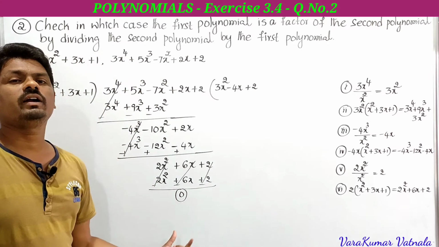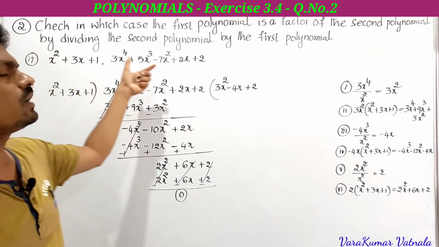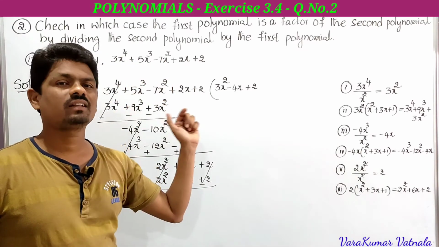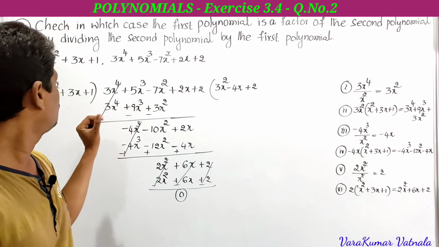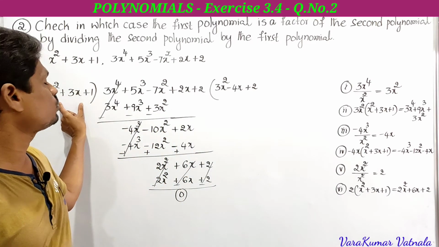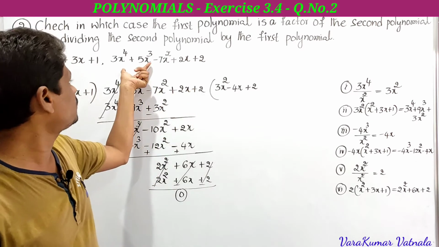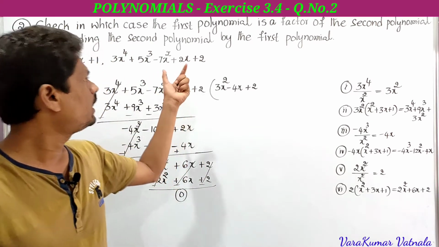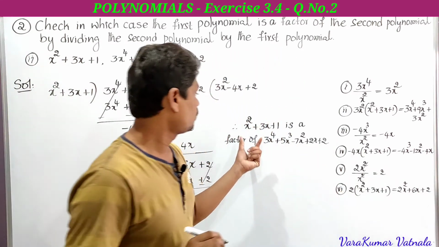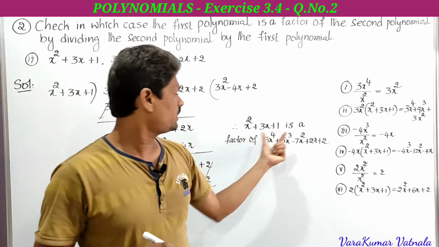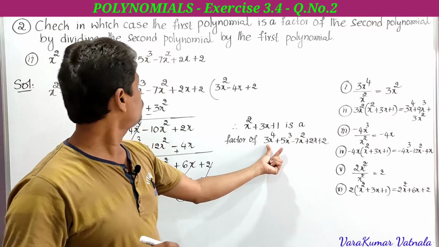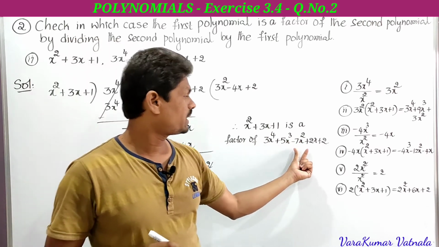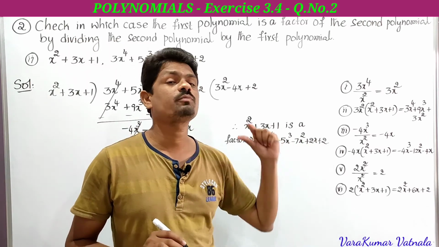So since the remainder is 0, the first polynomial is the factor of the second polynomial. Therefore x square plus 3x plus 1 is a factor of 3x to the power 4 plus 5x cube minus 7x square plus 2x plus 2.